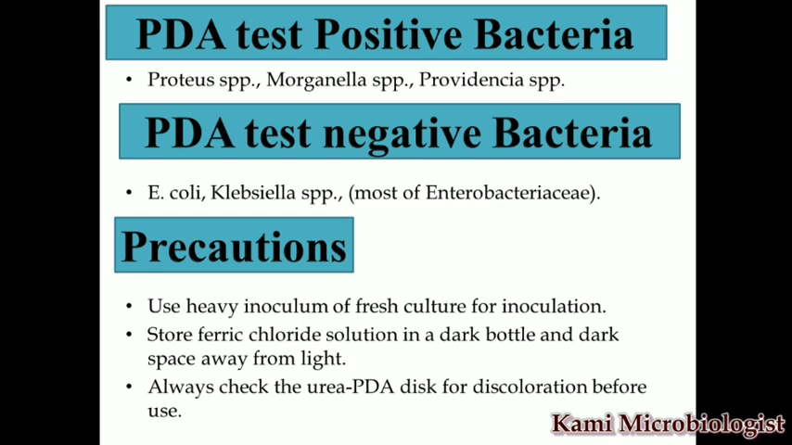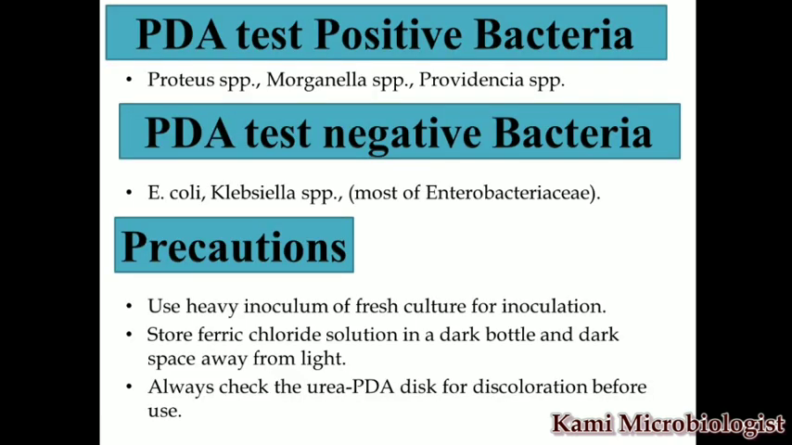Third point says that you have to check the urea PDA disc for discoloration before use. You have to check the color. If the color has changed, then you should not use it. So these are the main precautions that you have to adopt while performing that test.